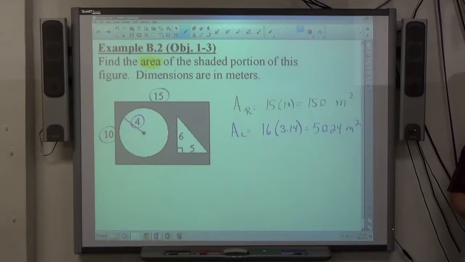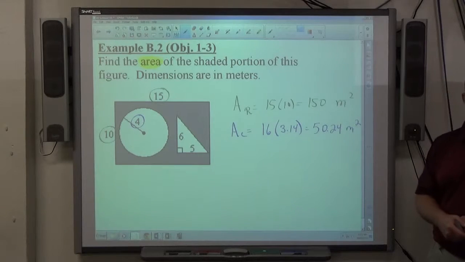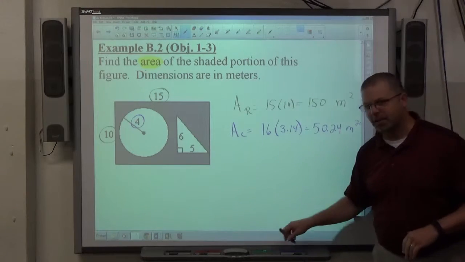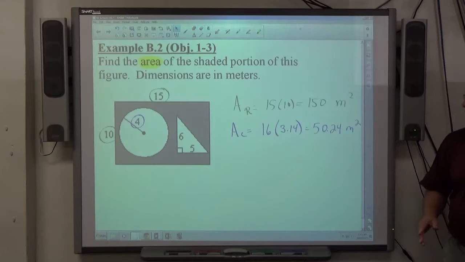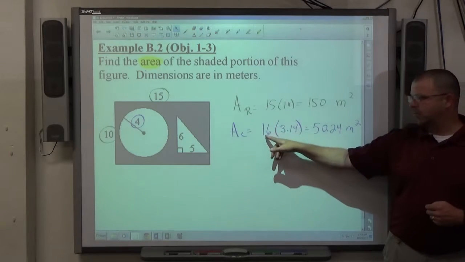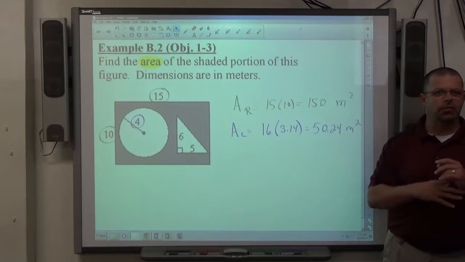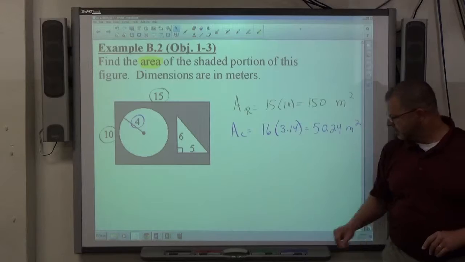I've had that one a few times before, so I remember the answer. I'd like to think I was multiplying that fast in my head, but I've done it before. Notice that rather than writing 4 squared times pi, I just wrote what 4 squared is and what pi approximately is, just saving myself a little bit of space on my paper.